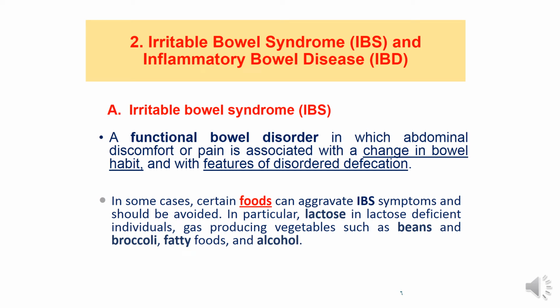The second digestive system disorder is irritable bowel syndrome, which is abbreviated as IBS, and inflammatory bowel disease, which is abbreviated as IBD. First, we will talk about irritable bowel syndrome. It is a functional bowel disorder in which abdominal discomfort or pain is associated with a change in the bowel habit and with features of disordered defecation.